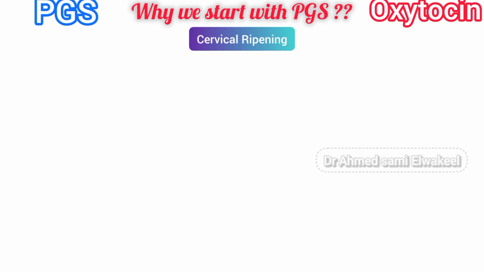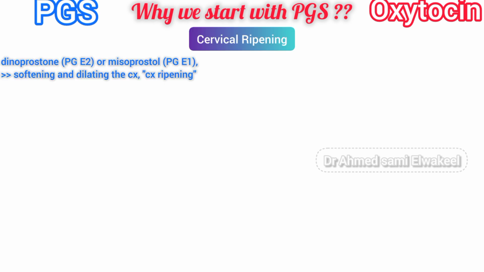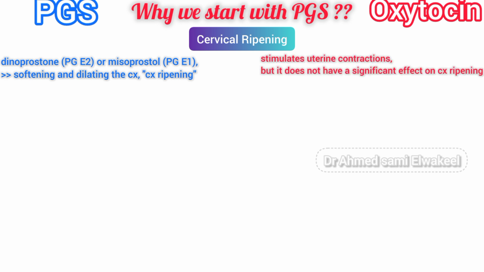1. Cervical ripening. Prostaglandins, such as dinoprostone (prostaglandin E2) or misoprostol (prostaglandin E1), are effective in softening and dilating the cervix, a process called cervical ripening. This is especially important if the cervix is not yet favorable for labor, meaning the Bishop score is low. Oxytocin primarily stimulates uterine contractions, but it does not have a significant effect on cervical ripening.